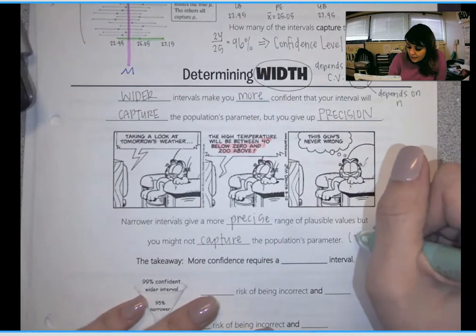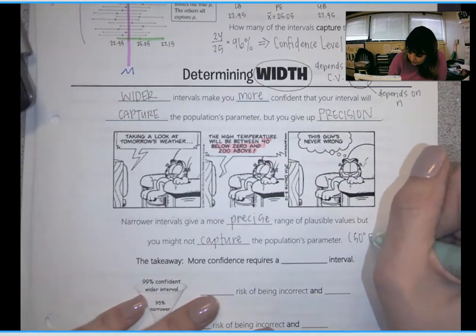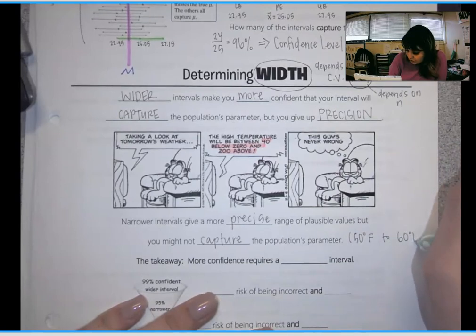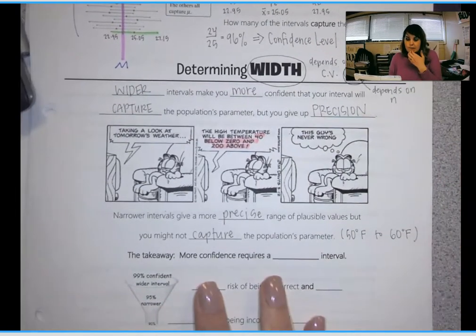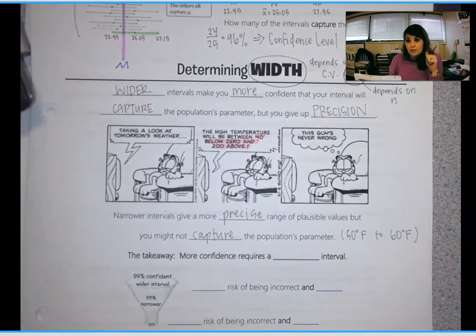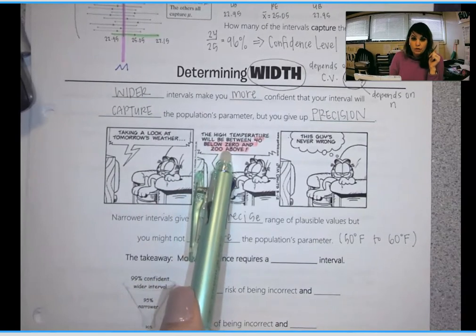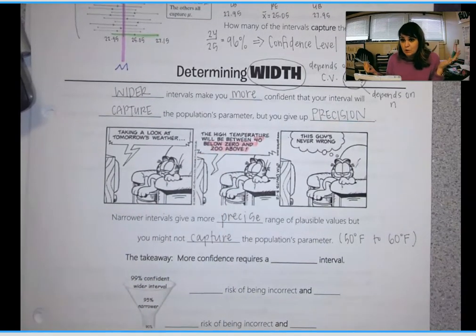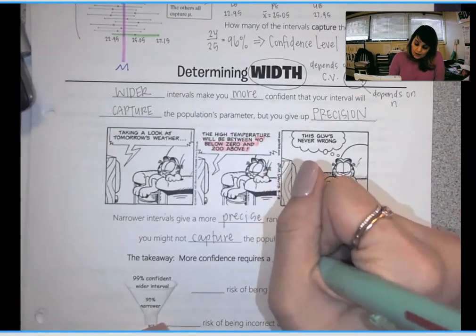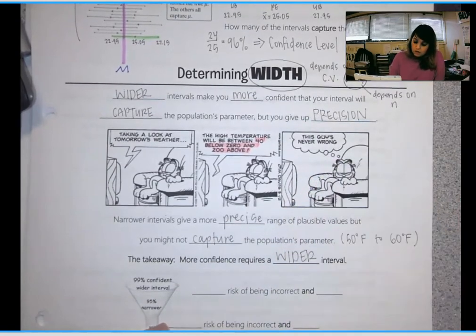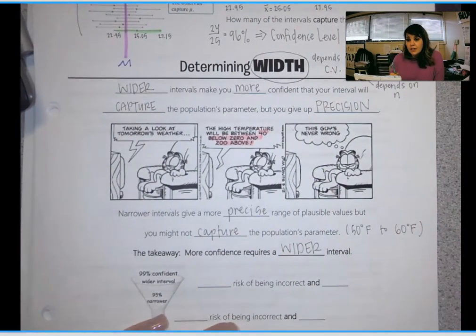So more precise would be like 50 degrees Fahrenheit to 60 degrees Fahrenheit. But what if it was 61 degrees Fahrenheit the next day? Well, you missed it because your interval's so small. This big old ginormous interval, though, would have captured it, because any temperature is going to be in that interval. So more confidence requires a wider interval, because as your confidence level increases, your critical value also increases.